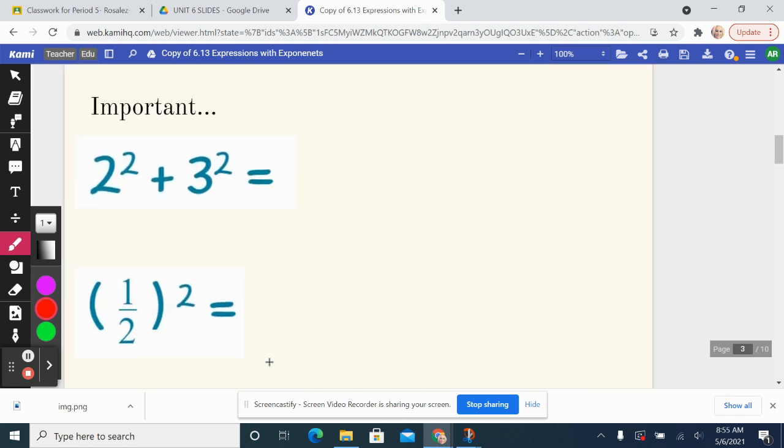Remember that 2 squared, or 2 to the second, is 4. Remember that's 2 times 2. Plus, right now 3 squared, or 3 to the 2, means 3 times 3, which is 9. Okay, so 4 plus 9 would be 13. I added this slide because this is what your homework's going to be like. This is how Khan Academy will look.